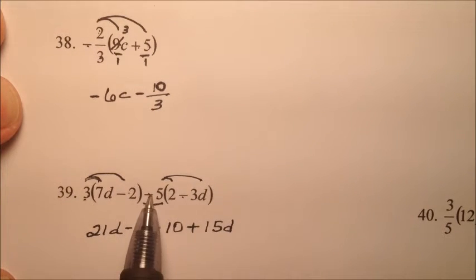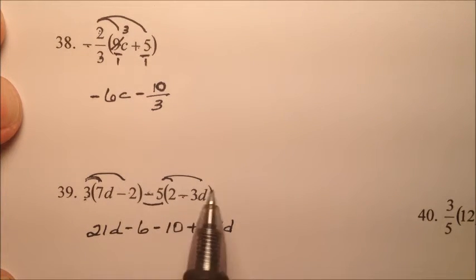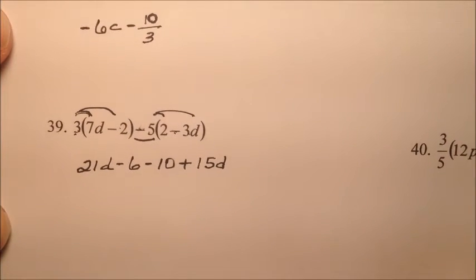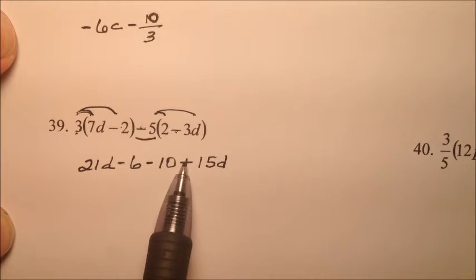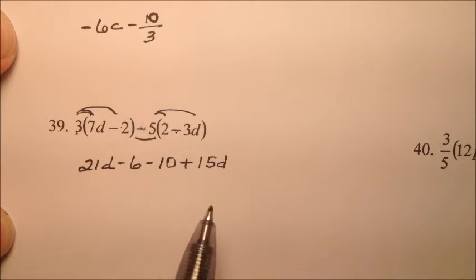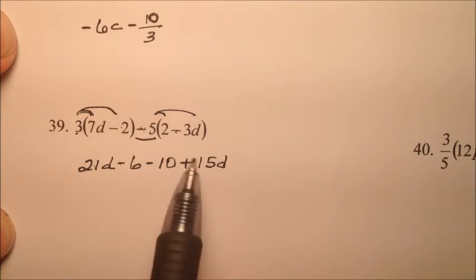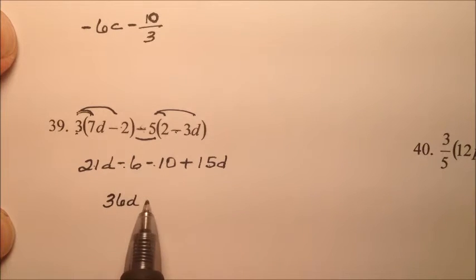Be very, very careful of this. When you're distributing a negative here, and there's already a negative here, the two negatives will cancel and make a positive sign right here. Lots of students have a problem with missing that, and they make this a minus, and they bring it down, and they don't use this negative out here, so don't do that. So 21d and 15d make 36d, and a -6 minus 10 makes -16. So that one is 36d minus 16.